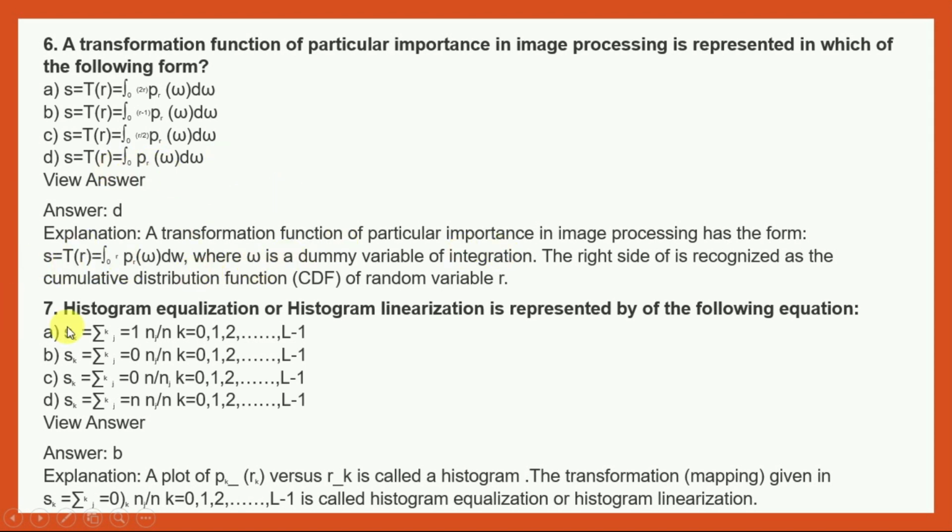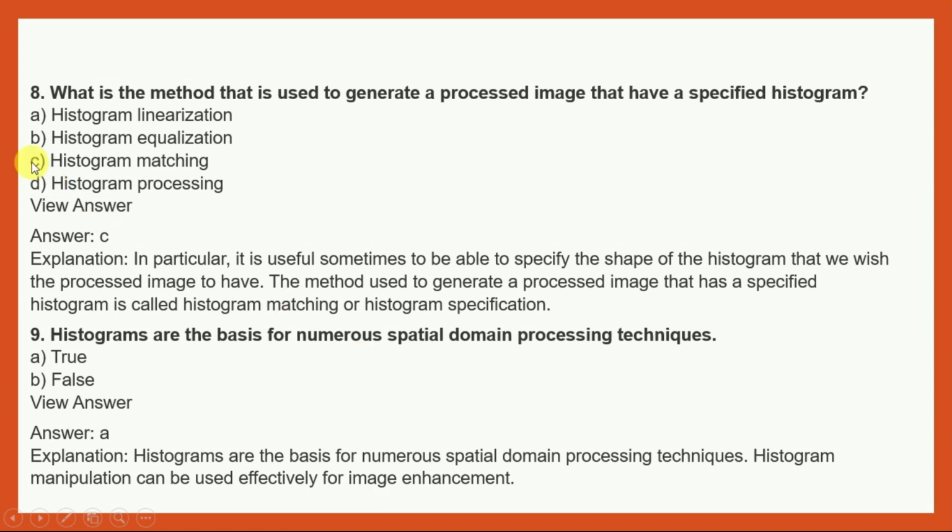So now the next question is, histogram equalization or histogram linearization is represented by the following equation. To represent histogram linearization, which equation do we need? The right answer to that question is option B, that is s_k = summation from j = 0 to k of n_j / n, where k varies from 0 to L minus 1. Now what is the method that is used to generate a processed image that has a specified histogram? That is a major question from histogram processing, and mark it important as well.